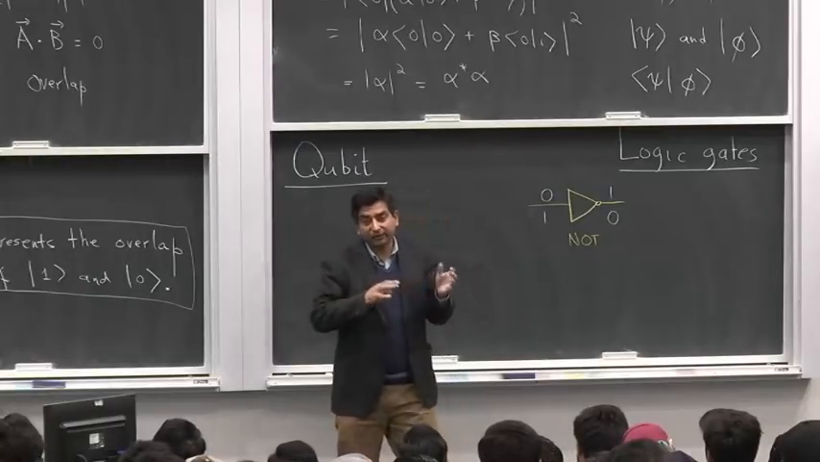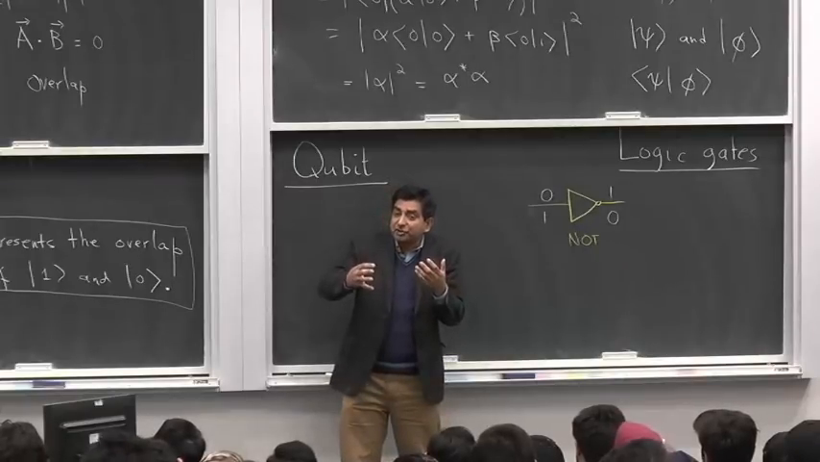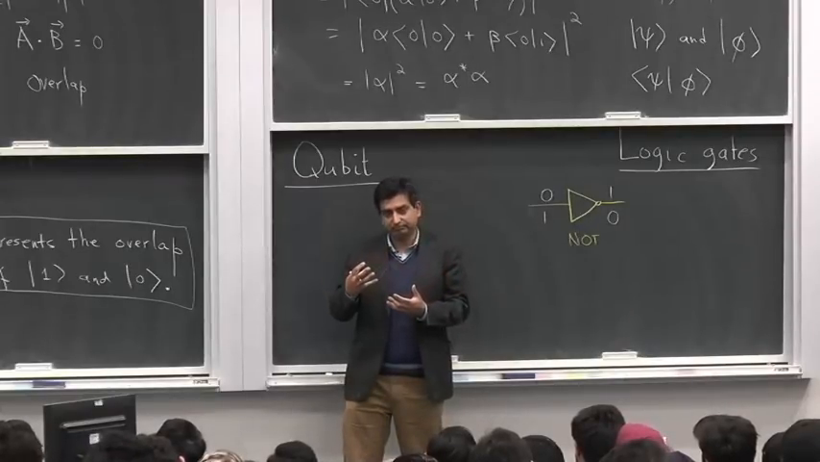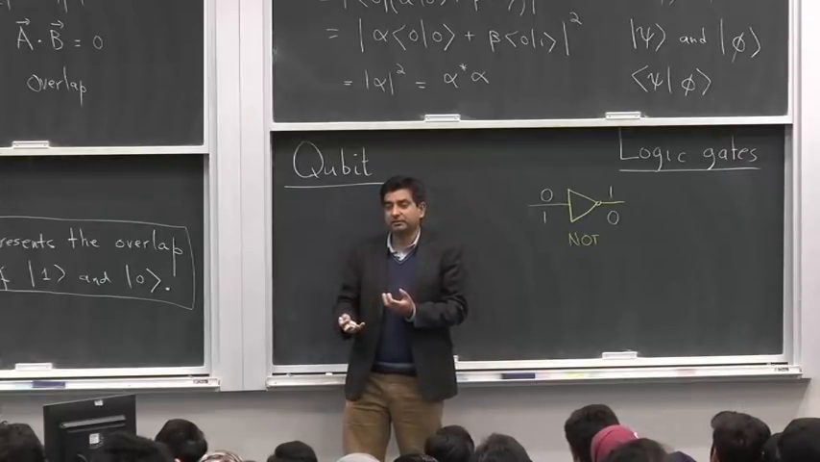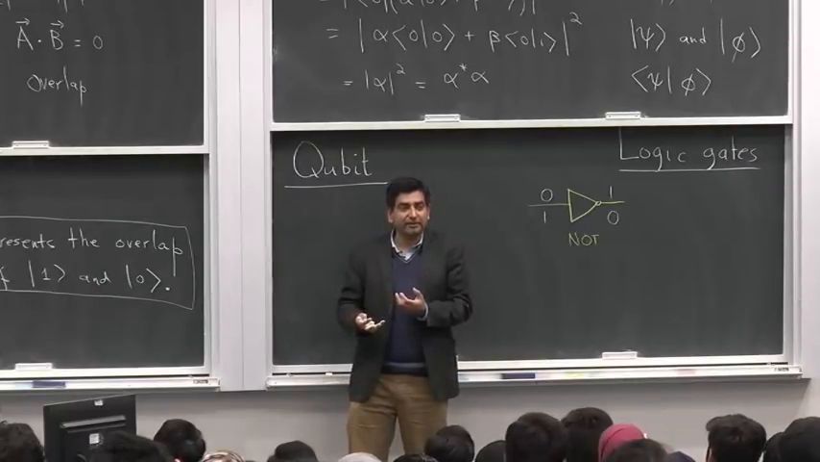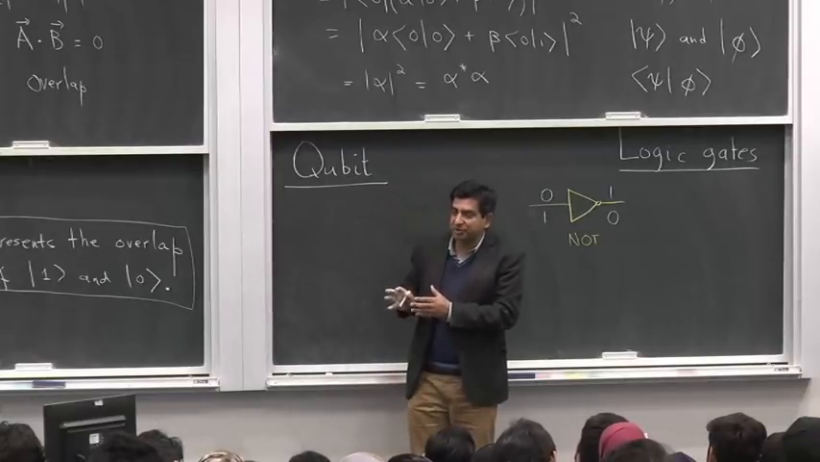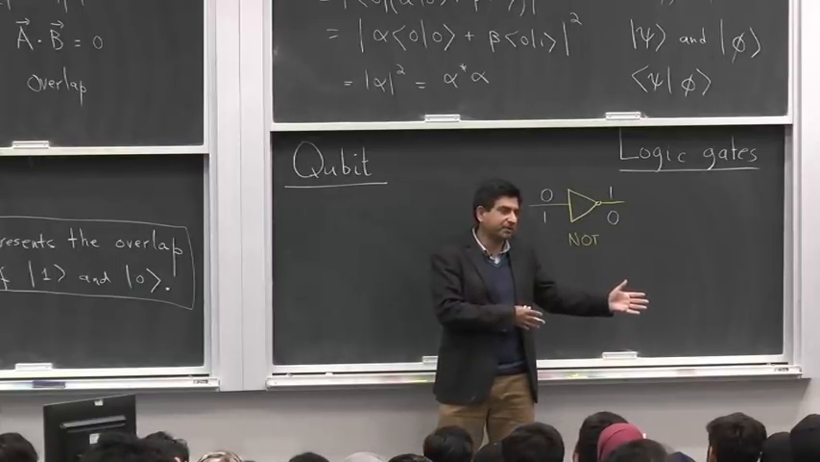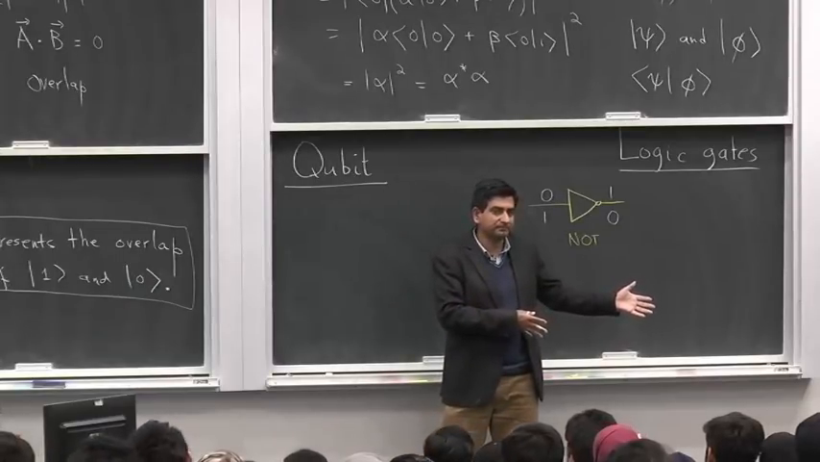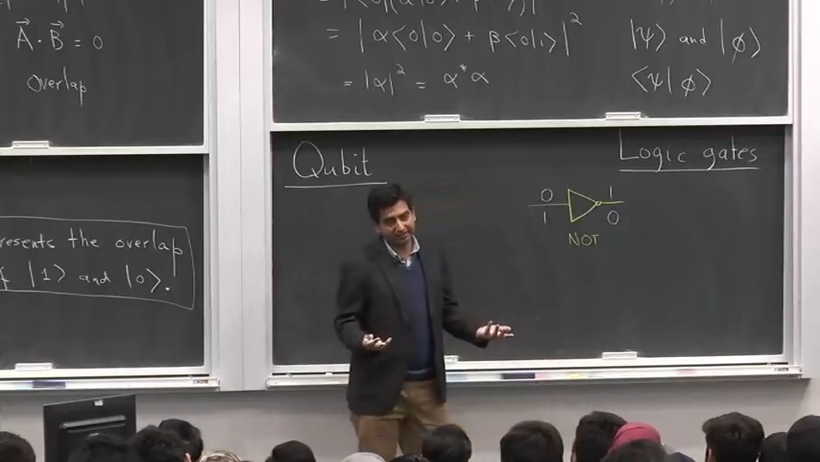Now this is an example of a logic gate. And this NOT gate performs a transformation on the information. It processes the information, right? So it's an information processor. It takes a piece of information which is encoded in zeros and ones and outputs a piece of information also in 0 and 1. Alright? So this is a kind of a logic gate.